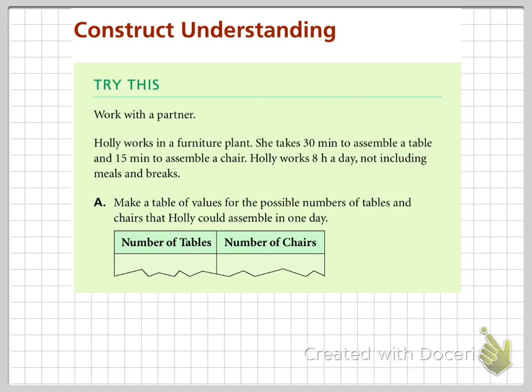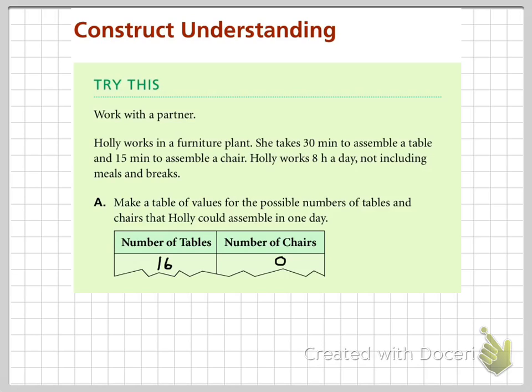Well, tables and chairs, one isn't going to be dominant over the other, so you could put it in either order. We're going to do it both ways. The first way we're going to do it is with tables first, chairs second. Now, it takes 30 minutes to assemble a table, and that would be half an hour. There's 8 hours in a day. So that means that she could make 16 tables without making any chairs. So one of my combinations would be 16 tables and 0 chairs.